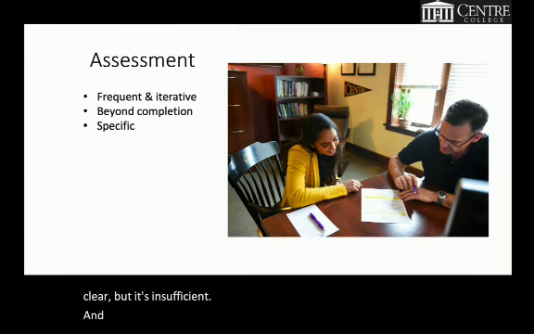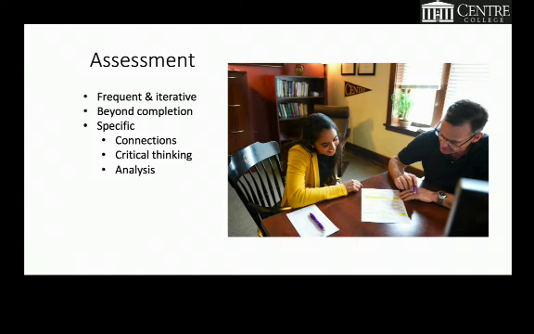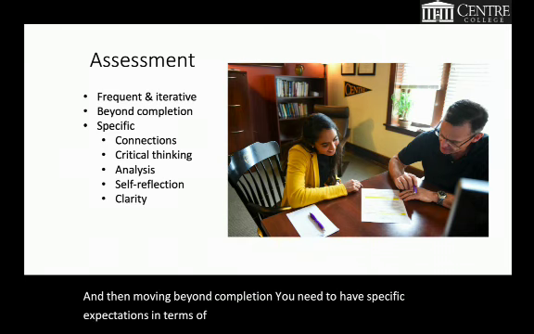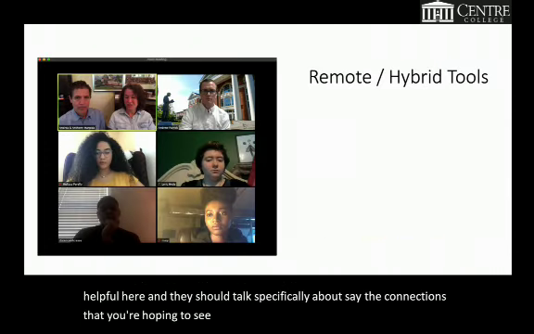And then, moving beyond completion, you need to have specific expectations in terms of what categories, what types of reflection you're looking for in order to help the students. Rubrics, of course, are very helpful here. And they should talk specifically about, say, the connections that you're hoping to see them discuss or reflect upon, critical thinking displayed in service of reflection, analytical engagement with the material and their experience, and perhaps a level of self-reflection could be requested as well. And of course, clarity always counts in any expression.